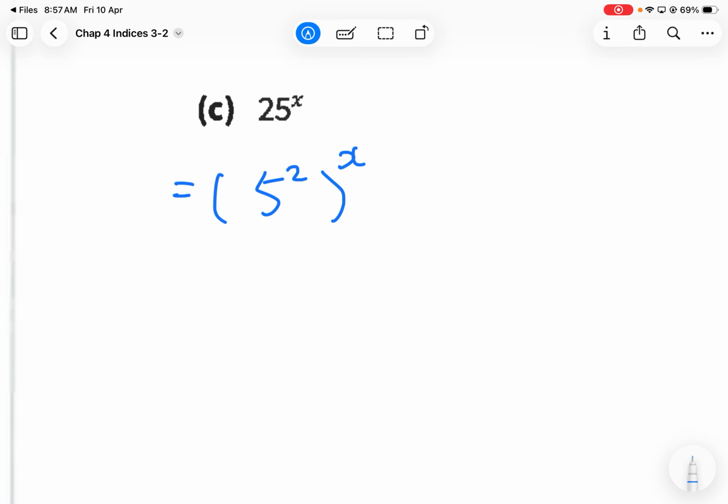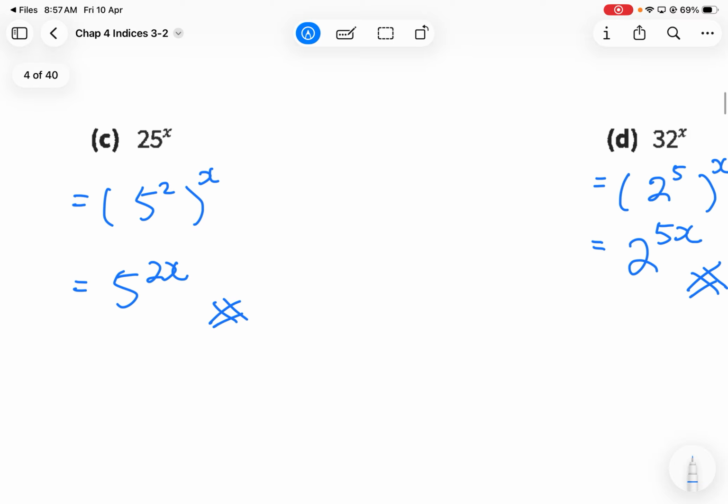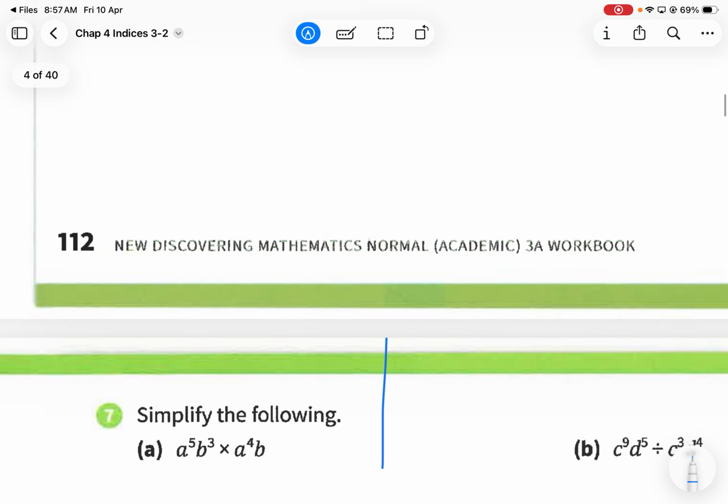This one bracket to the power of 4, multiply bracket to the power of 3. So when we go by BODMAS, what should we do first? Bracket, then O actually means the power. So we do the power first. Then after that, then multiply. 5 to the power of 8, 5 square x. We call it 5 to the power of 2x. Okay, very good. Good job. Well done.